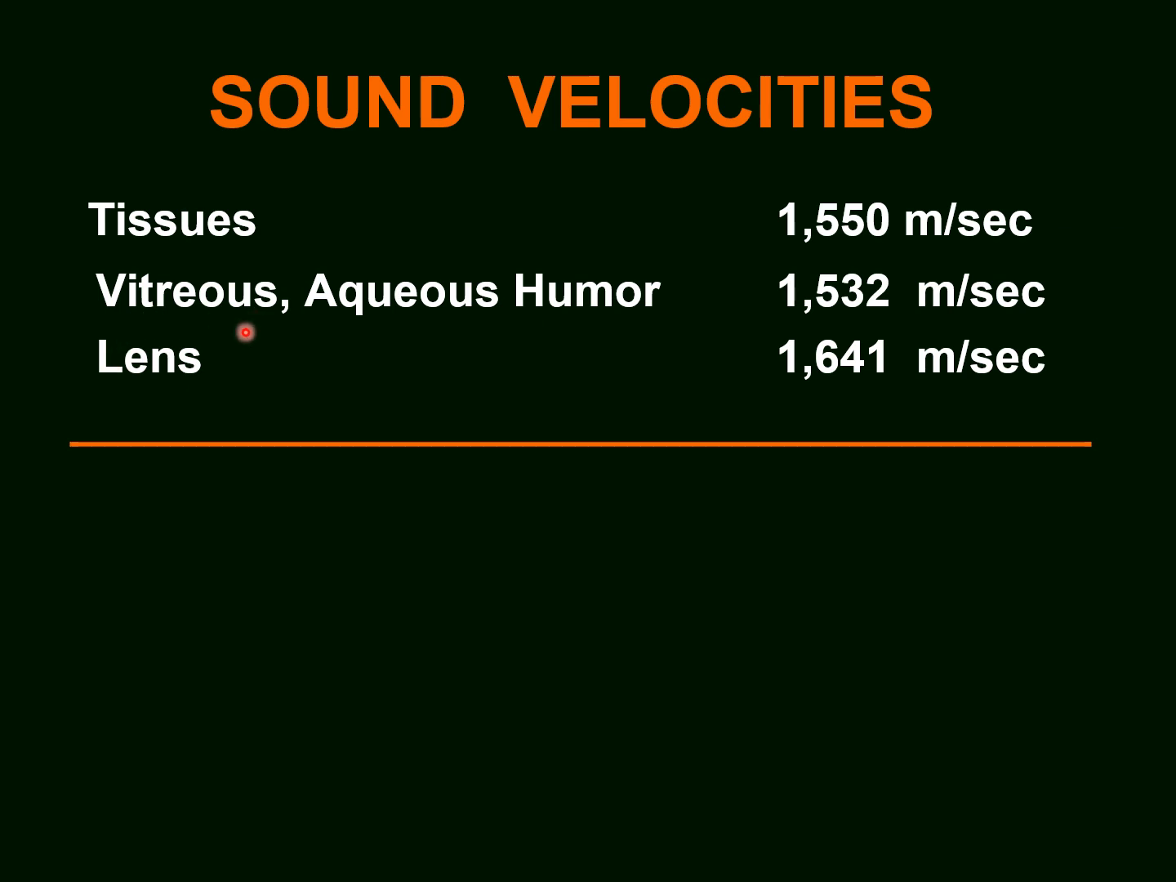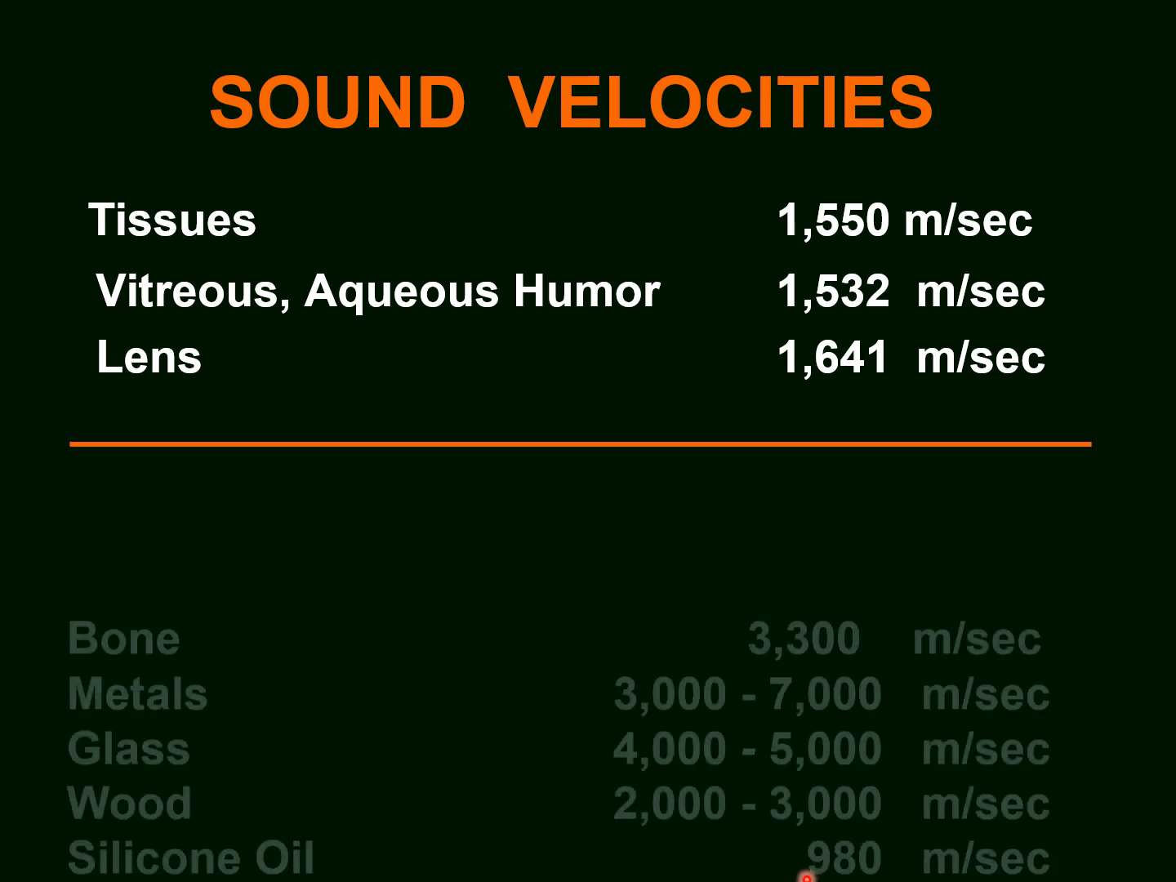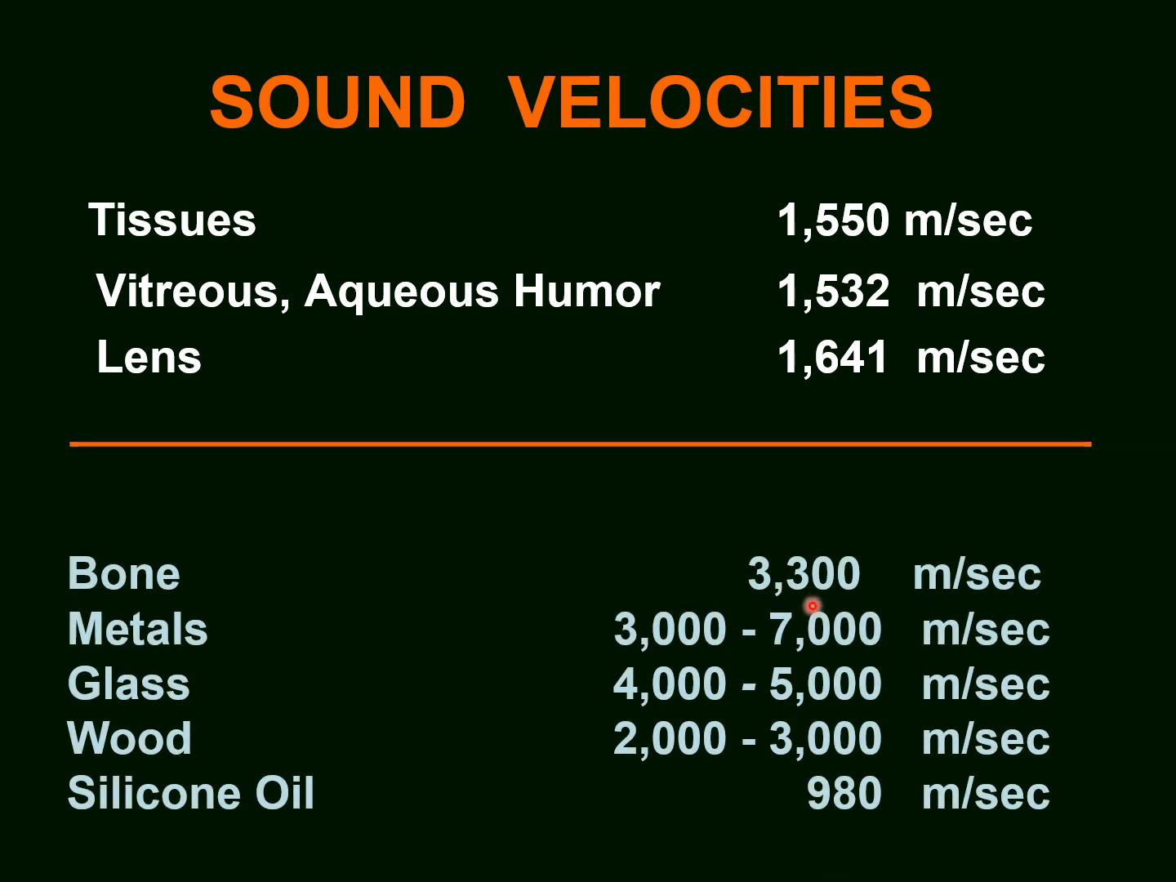We know, however, the exact sound velocities of vitreous and aqueous humor to be 1532 meters per second and of the normal human lens to be 1641 meters per second. These two values were found by the Swedish researcher Jansson in the 1950s. Bone has a much higher velocity than the soft tissues of the eye in orbit, 3,300 meters per second.